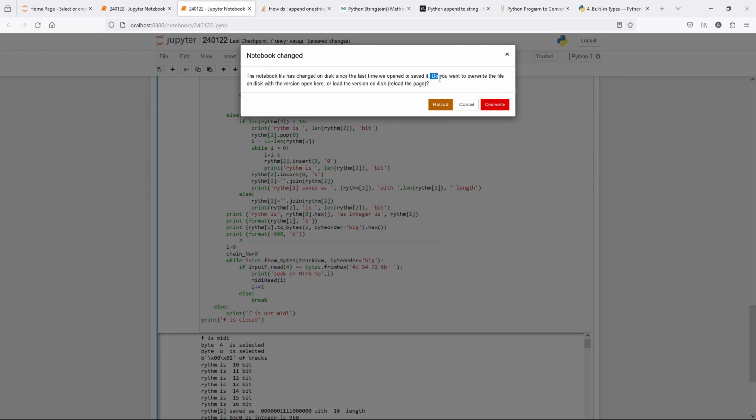So how can I understand it? Override means yes. That button is the same as yes. Next, reload. I can guess it means no. And reload is a substitute for no.